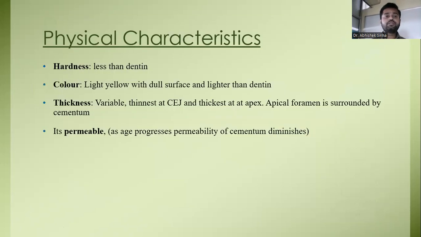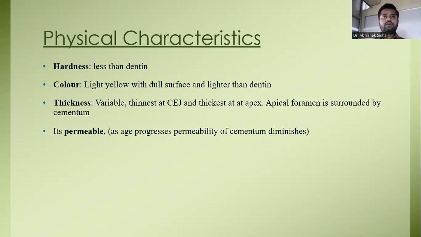Okay, coming to the physical characteristics of the tissue, that is the cementum. Whenever you are describing the physical characteristics, it has to be described under 4 heads: hardness, color, thickness, and permeability. So if we talk about the hardness of cementum, it is lesser than dentine. Cementum is less hard than dentine.